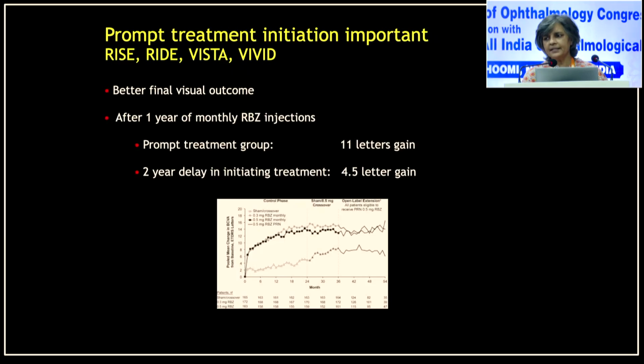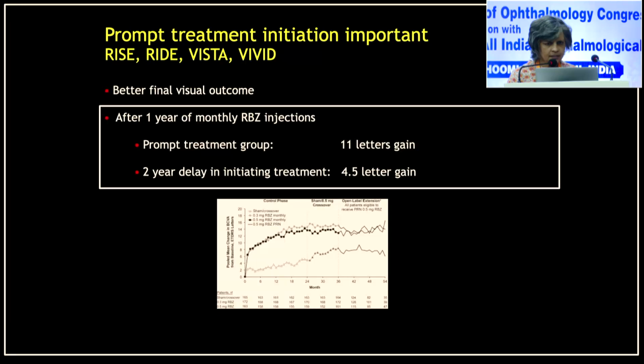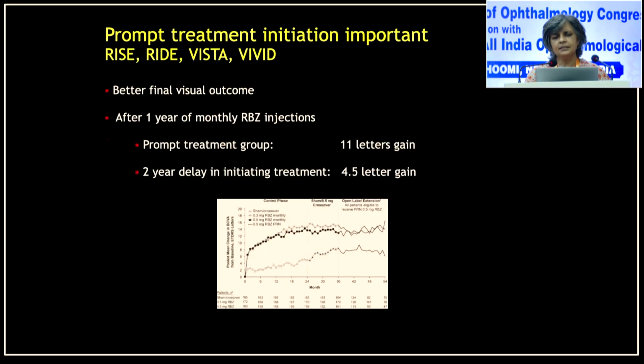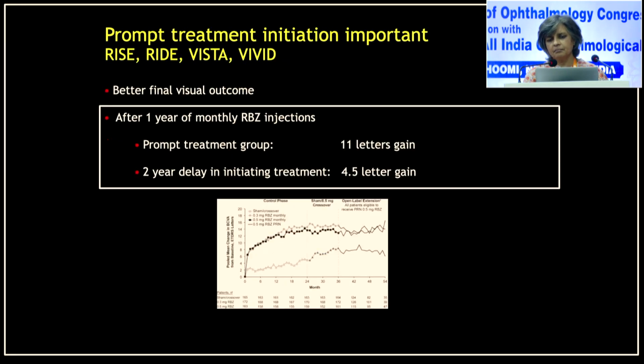So in summary, in eyes with more severe macular edema or poorer vision, aflibercept or one of these stronger drugs may have a better response than ranibizumab, at least at 1 year. The other concept which has come up is that prompt treatment is much better than delaying the treatment. If you delay the treatment by 2 years, then giving injections even monthly, you get only a 4.5-letter gain compared to 11-letter gain if you had started right at presentation.